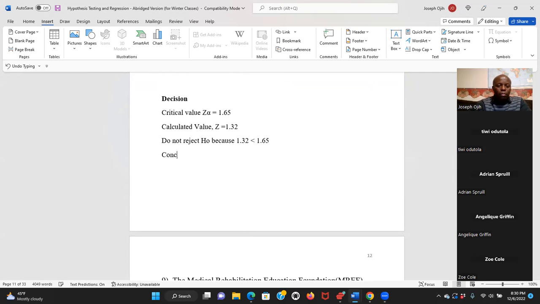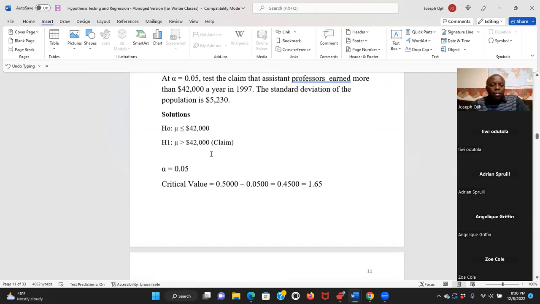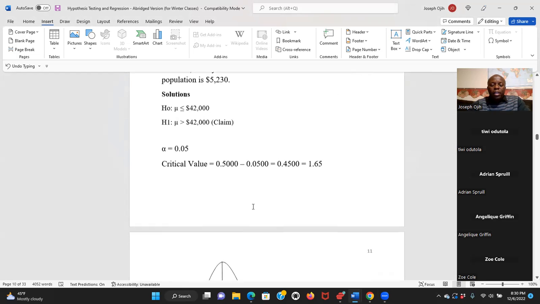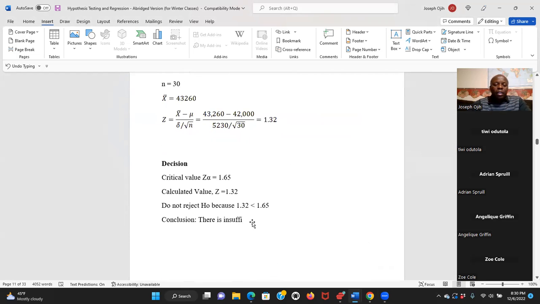Conclusion. See, there is insufficient. Now you say do not reject the hypothesis, not H0. That means we are not rejecting this H0. That means this claim is not correct. We mean that there is not enough evidence to support this claim. So there is insufficient evidence to support the claim.